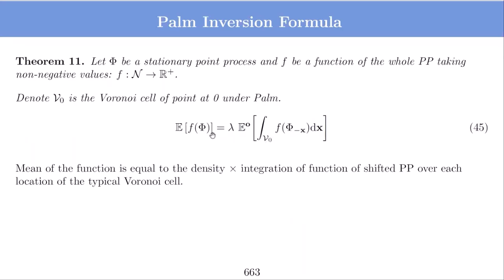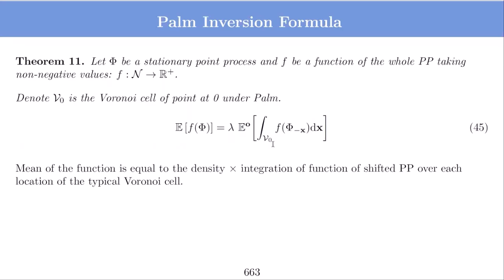So the mean of the function is equal to the density multiplied by the integration of the function of the shifted point process over each location of the typical Voronoi cell. Okay, so V0 is a typical Voronoi cell, and you want to integrate the function such that you shift each point of the cell and then you integrate it. If these two are equal, that is the statement of the Palm inversion lemma.